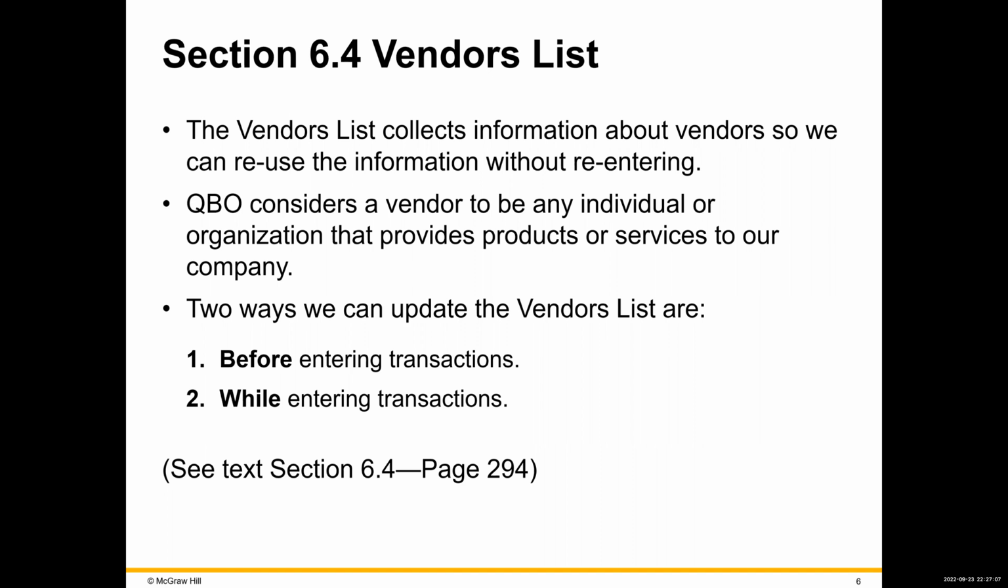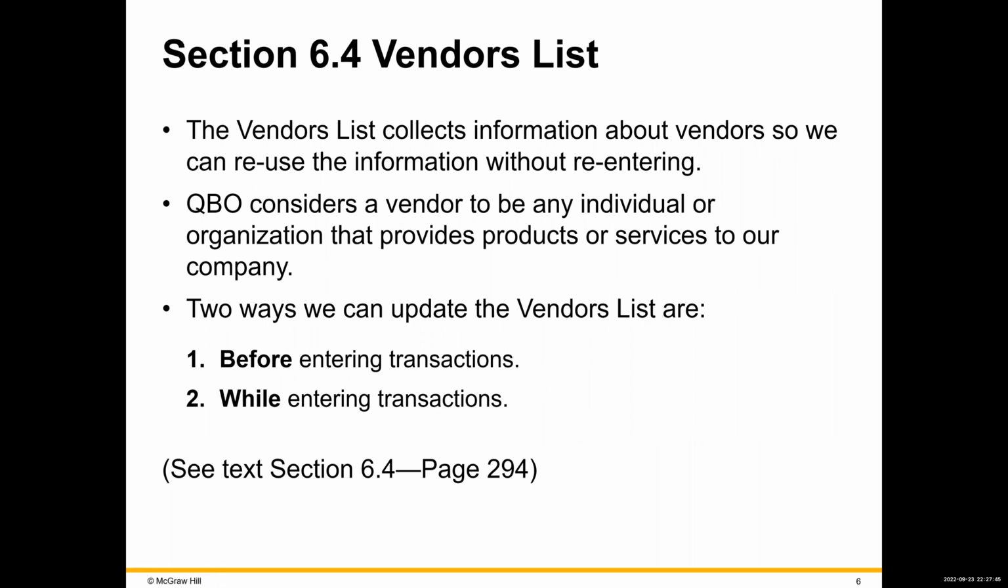And let's see, on page 294, it says that financial institutions such as banks are considered a vendor. And even the IRS is considered a vendor. That's interesting, huh? I wouldn't have thought of that, but there it is on page 294. Now, there are two ways that we can update the vendors list before entering the transactions, and then on the fly while we enter transactions.